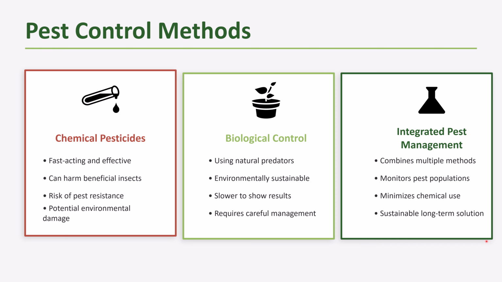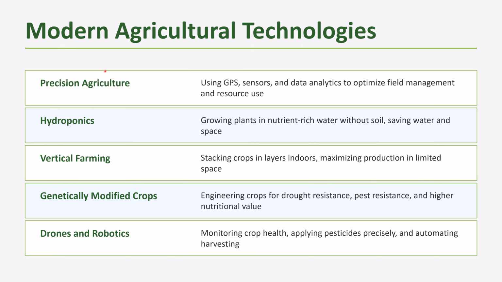The goal of modern environmental management is to move as many farmers as possible towards the integrated pest management model to protect biodiversity. Here are some modern agricultural technologies. Precision agriculture, using GPS sensors and data analytics to optimize field management and resource use. Hydroponics, growing plants in nutrient-rich water without soil, saving water and space.